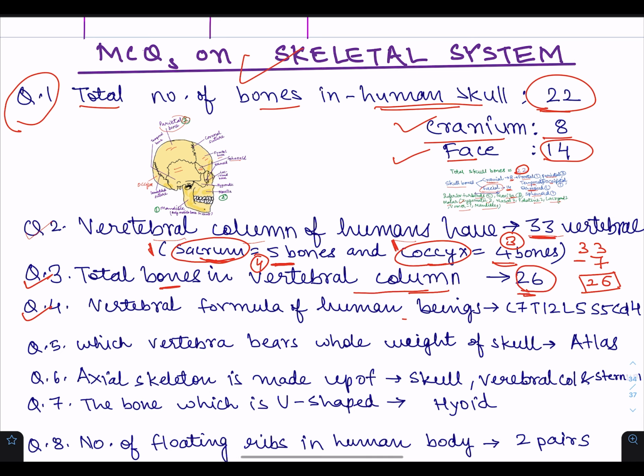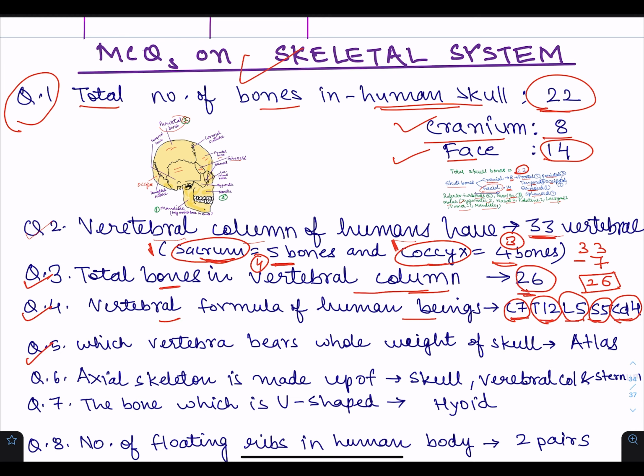Vertebral formula of human beings is C7, T12, L5, S5, and CO4. C7 means cervical 7 vertebra, T12 means thoracic are 12 vertebra, L5 means lumbar are 5 vertebra, S5 means sacrum 5 fused vertebra, and the coccyx is made up of 4 bones. This is how we say the vertebral formula of human beings.